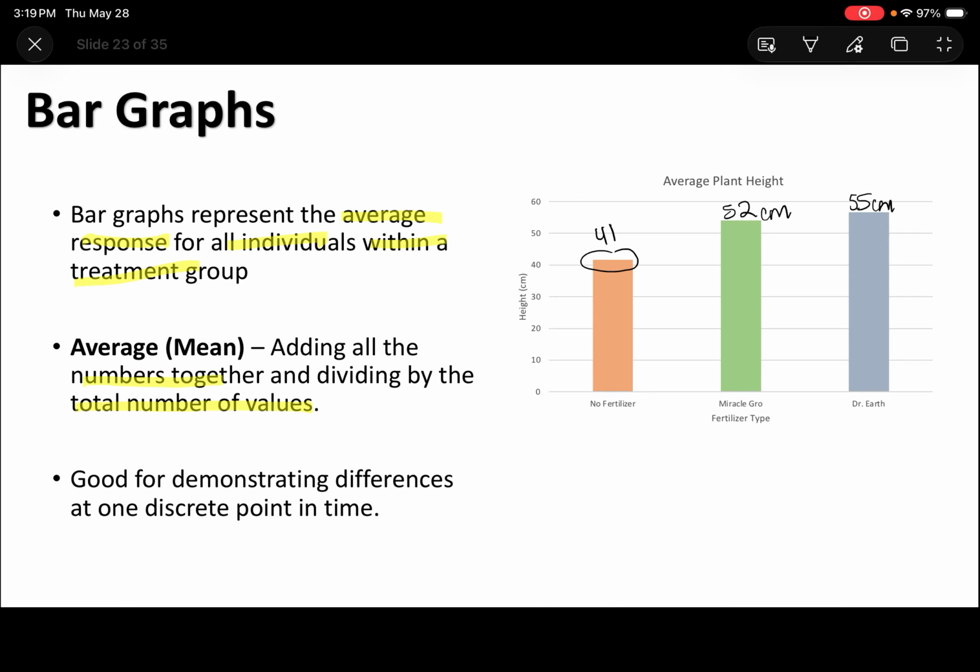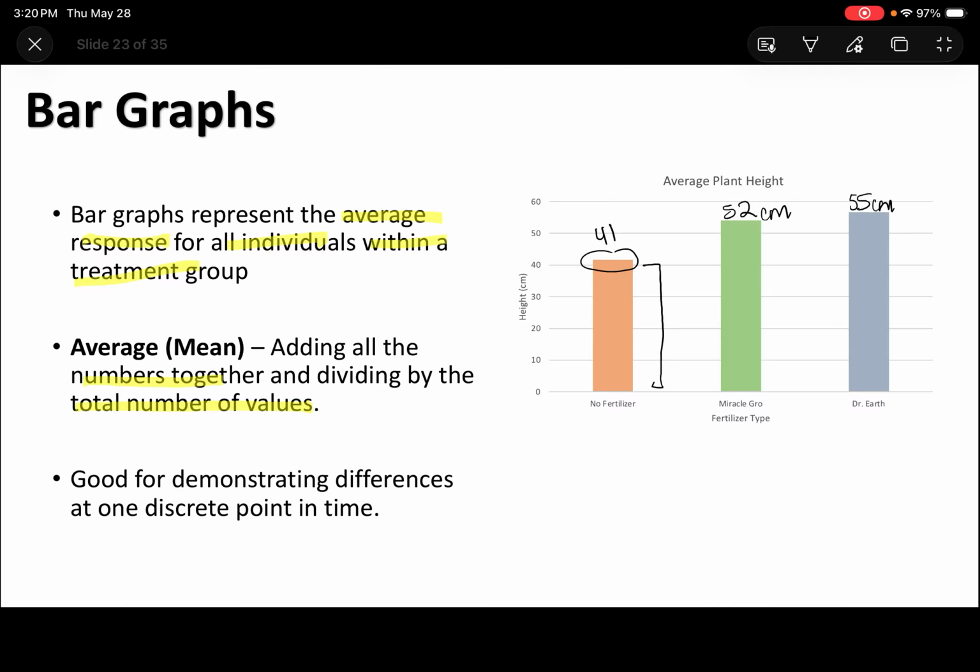And this is really good for demonstrating differences at one discrete point in time. We're just looking at a number, the average height of these plants after 10 days of growing with this fertilizer. What is really cool about bar graphs too is that the size of the graph is directly proportional to what it's showing us. We see that the no fertilizer group is a shorter bar. We can immediately tell visually that no fertilizer plants grew shorter than our other plants did.